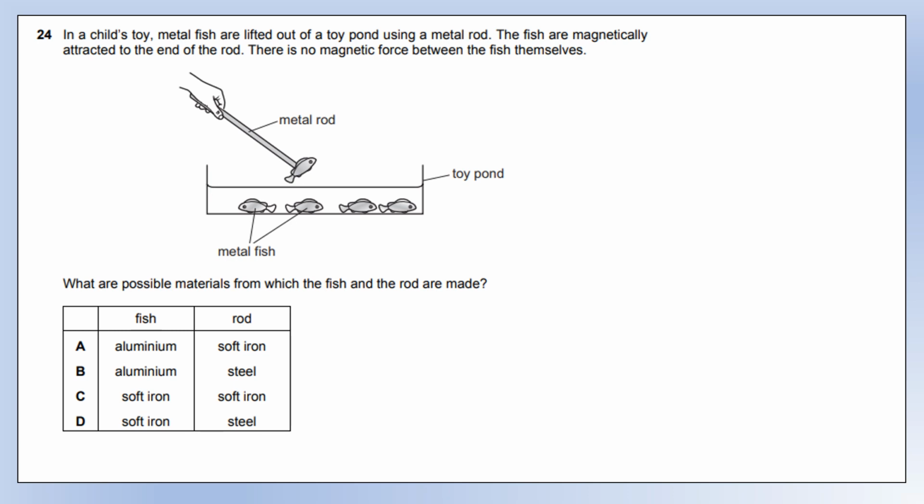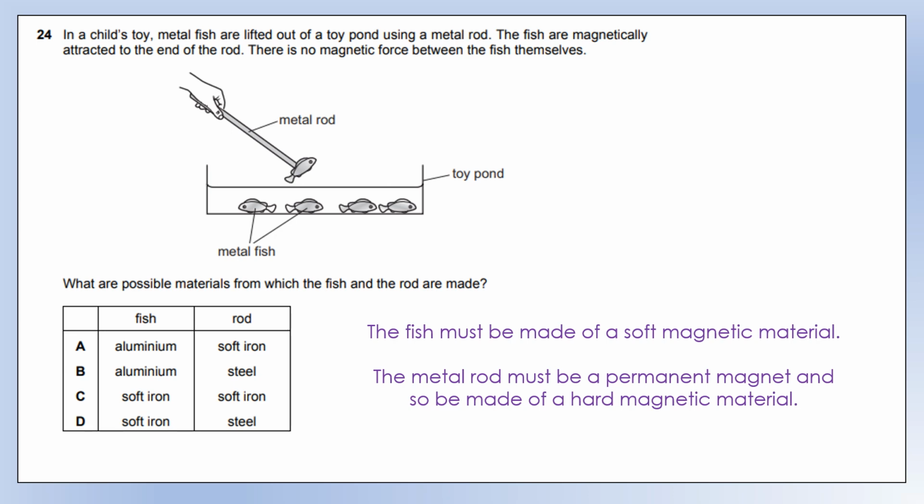In a child's toy, metal fish are lifted out of a toy pond using a metal rod. The fish are magnetically attracted to the end of the rod, but there's no magnetic force between the fish themselves. What that tells me is the fish are soft magnetic materials, so they quickly demagnetize if there's no magnet around them, which is why they're not attracted to each other. But the rod must be a permanent magnet and so must be made of a hard magnetic material. That's how it's able to be attracted to the fish. So in terms of our options, our fish must be made of soft iron and our rod must be made of steel. That's the only one that works.